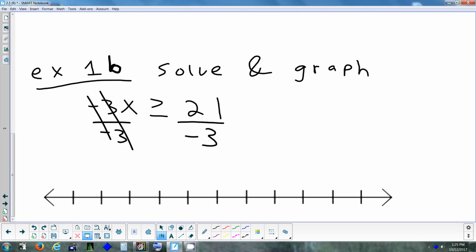Mallory? We need to switch the sign. Right, we need to flip the sign. So what I do is if I multiply or divide by a negative, I put it down right away so I don't forget. Xander, what's on the left-hand side now? Just the x. What's 21 divided by -3? 7. Careful. Wait, -7. -7. Okay, so now we've solved it.